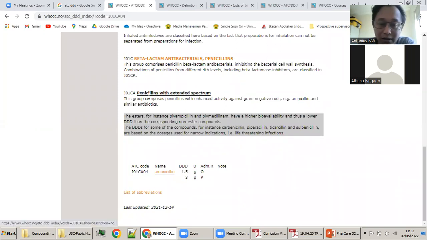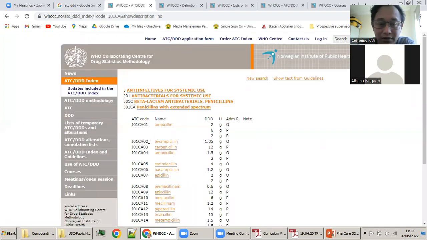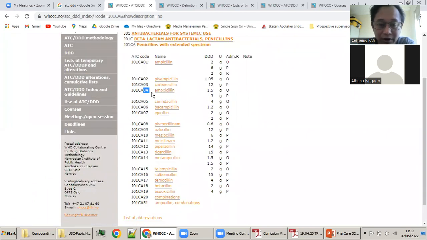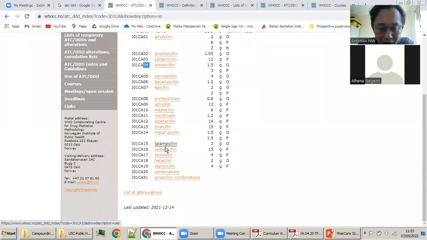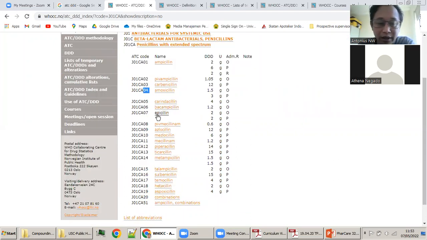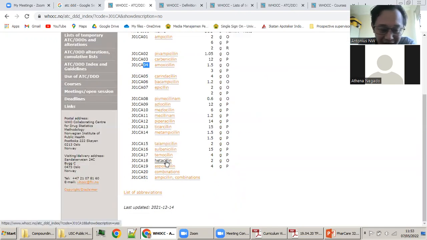Let's see what other penicillins with extended spectrum are in J01CA. We have ampicillin, pivampicillin, carbenicillin, amoxicillin, and then there are a lot of newer cillins, piperacillin, ticarcillin, and the old beta-lactam penicillin, ampicillin. Some of them I haven't heard of. Hetacillin, I just heard it.